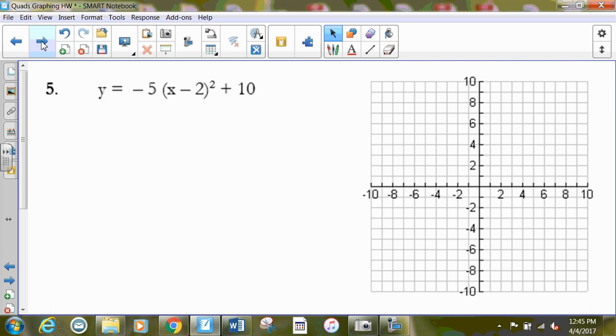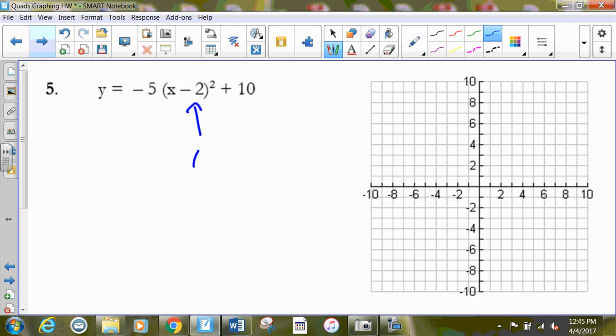Okay, so here, number 5, we're going to use our prior knowledge and apply it in a new situation because it's a different test. We're going to remember that our vertex can be found by reminding ourselves that it's the opposite of what's by our x, so it's going to be 2, and it's up 10. So when I graph it, my vertex is going to be over 2, up 10, right there. Okay, so we've got our vertex. Then we have to find our other points.